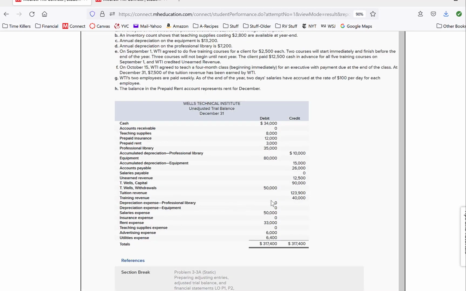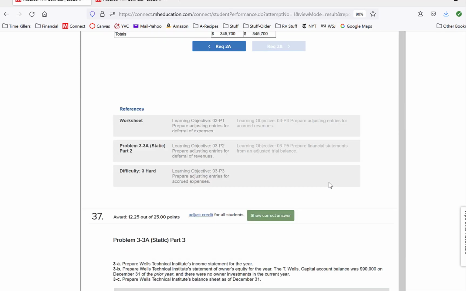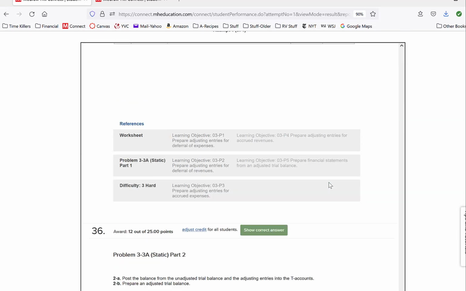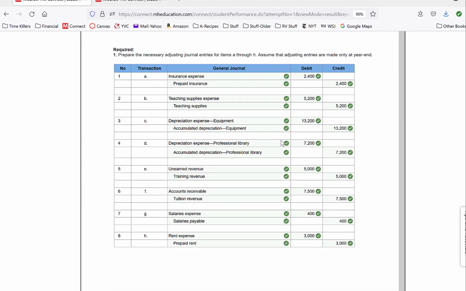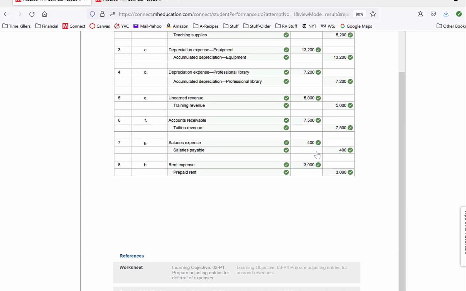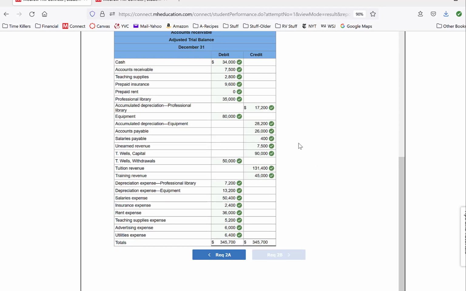Tuition revenue. Yeah, I don't know where you got that. 7,500. What's the other one? Training revenue is 40,000. Where'd it go? Training revenue. Yeah, you're pulling numbers from unadjusted. That's what you're doing. You need to take them from your adjusted trial balance, right? That's what you've got.